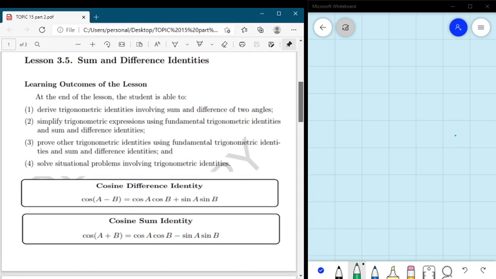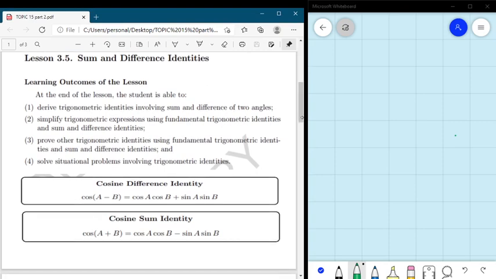The learning outcomes of the lesson. At the end of the lesson, the students are able to derive trigonometric identities involving sum and difference of two angles, simplify trigonometric expressions using the fundamental trigonometric identities and sum and difference identities, prove other trigonometric identities using fundamental trigonometric identities and sum and difference identities, and solve situational problems involving trigonometric identities.